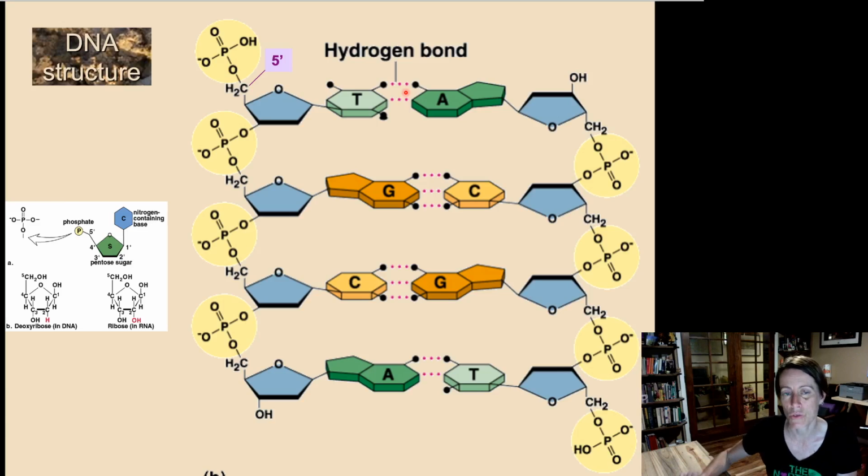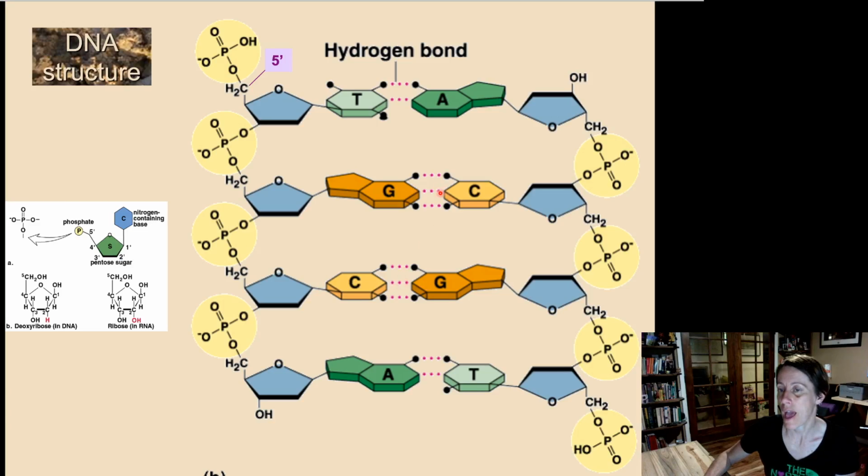It's made of 2 strands or 2 sides. And what you can see happens here is this one side and the other side are paired up according to rules, where if you have a T on one side, you have to have an A on the other side. A always pairs with T, and C always pairs with G.